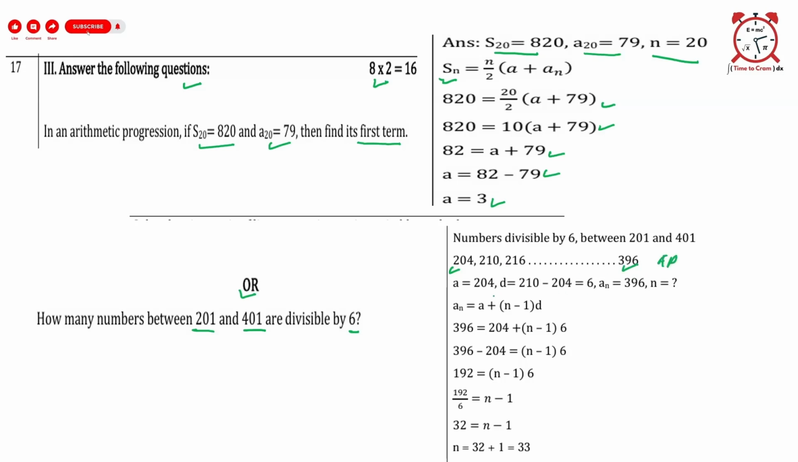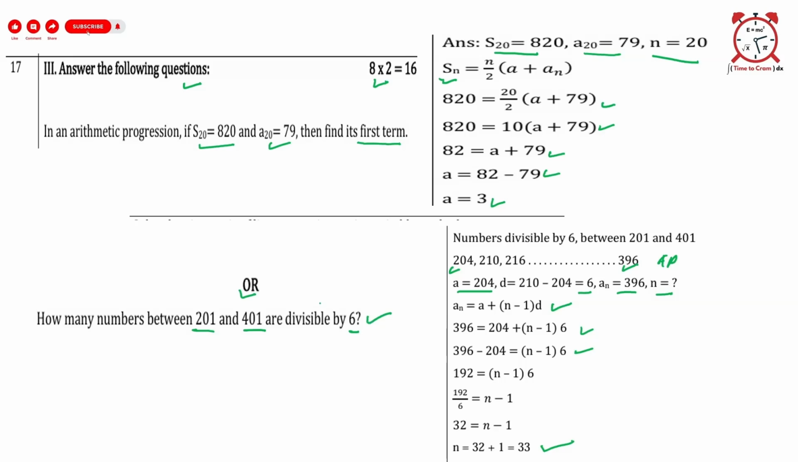Now in this AP, these are the terminology: a equal to 204, difference equal to 6, last term is 396, and n we have to find. We will keep the formula here, put all the values one by one, and very systematically solve the equation. Then we will get the value of n equal to 33. It means in this arithmetic progression 33 terms are divisible by 6.